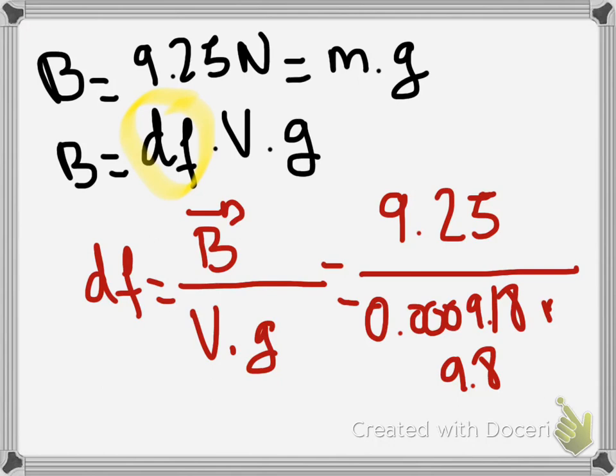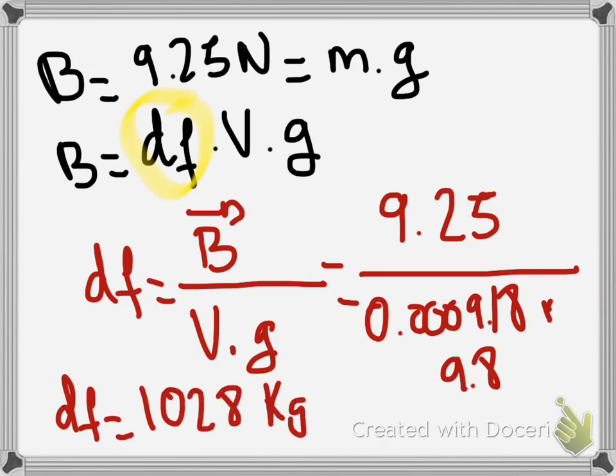Let's calculate it. If you do this calculation, the density of this new fluid is slightly higher than water and is 1028 kilograms per cubic meter. So this is exactly what we wanted to measure.